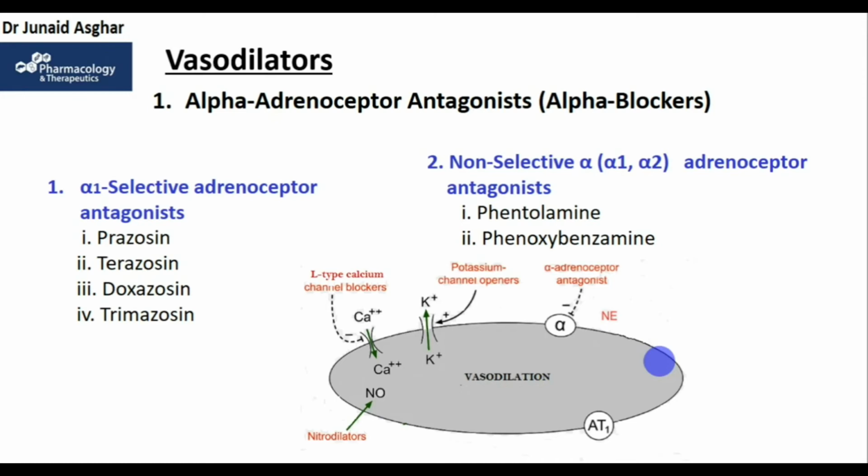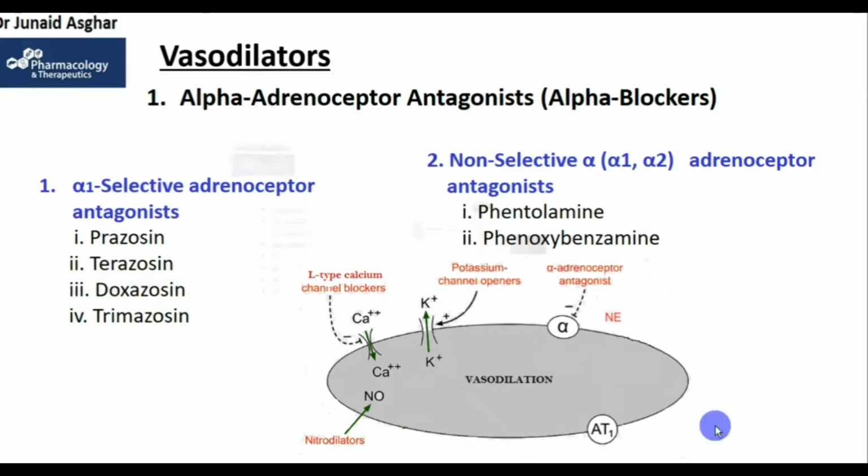Alpha-1 blockers are rarely used in essential hypertension, and they are not commonly prescribed for this purpose. However, the non-selective agents are usually reserved for hypertensive emergencies caused by pheochromocytoma.